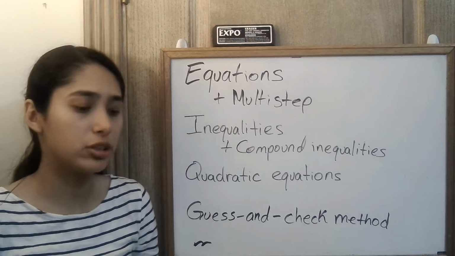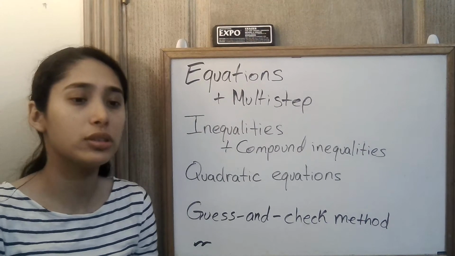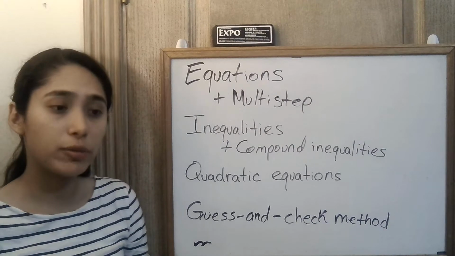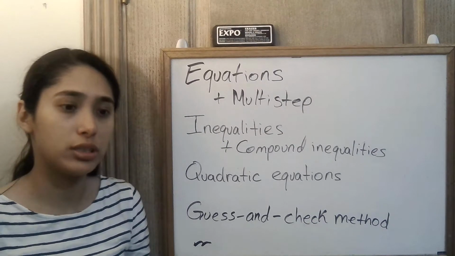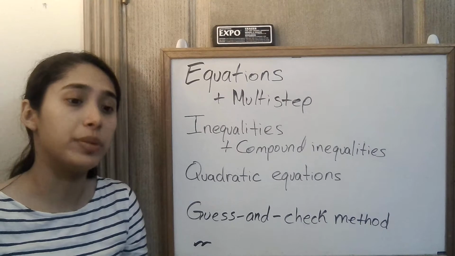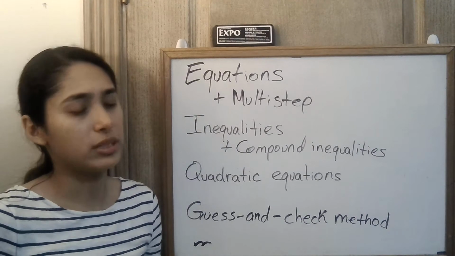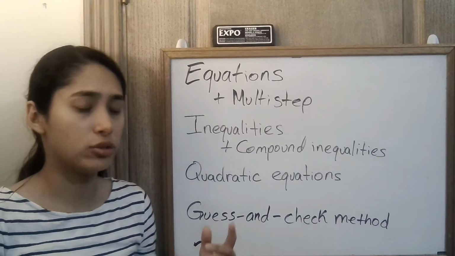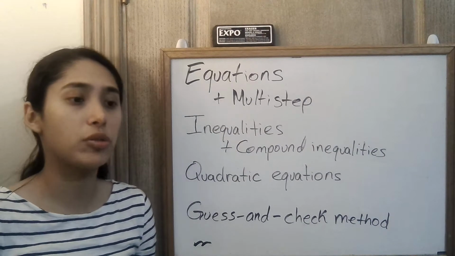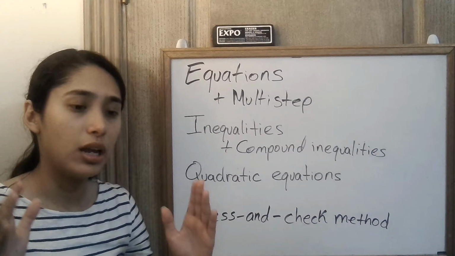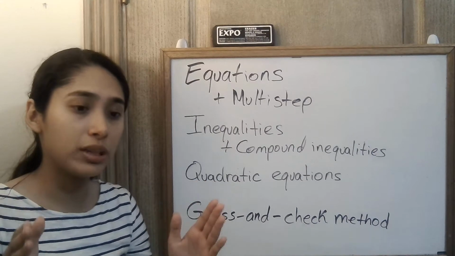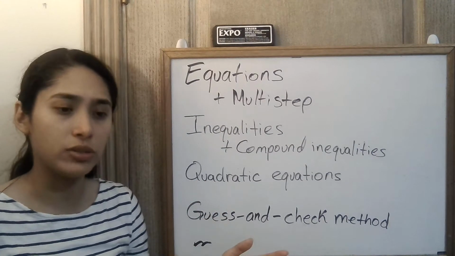So now we're going to be getting into equations. We're going to be covering one-step equations, multi-step equations. Then we will build up into inequalities, where instead of being equal to something, it's going to be less than or greater than. Then there are also compound inequalities, which give you a more definite range of the upper and lower limit. And then we'll go into quadratic equations.